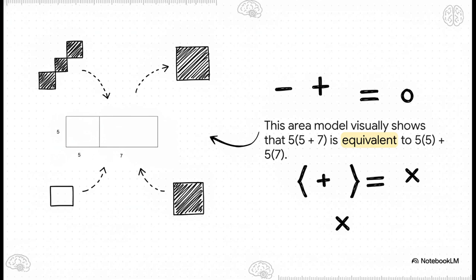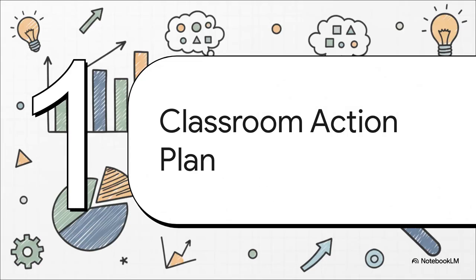They can see that the whole area, 5 times 5 plus 7, is the exact same as adding up the 2 smaller areas, 5 times 5 plus 5 times 7. This visual just makes the whole property click. It becomes intuitive. All right, so let's pull all of this together. How do we make this happen in our classrooms? Let's boil it down to a clear 4-step action plan you can literally start using tomorrow.